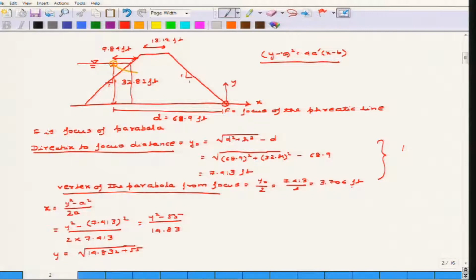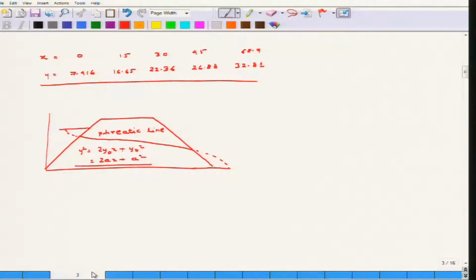Now it may be either given to you or you have to find it out from the mathematical relations. So d square plus h square, h is the height of the water on the upstream side, minus d. From there you find out the relation of y naught. Now the distance of the vertex from the focus is exactly half of the distance of the directrix to the focus, which is a property of the parabola. So from there y naught by 2, and from there you find out the distance of the vertex from the focus. Utilize that relation in the equation of x, and you will find out the relation between x and y. That is what we want to find out, because that is how you are going to find out the phreatic line. Now let us consider, this is just a basic problem.